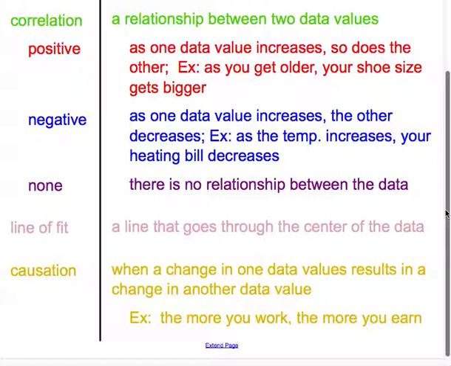And finally, we're going to talk about causation. Sometimes one change in a data value results in a change in another. For example, the more you work, the more you earn. The result of increasing your work is increasing your income. But correlation does not always mean causation. So we'll see some examples of that as well.